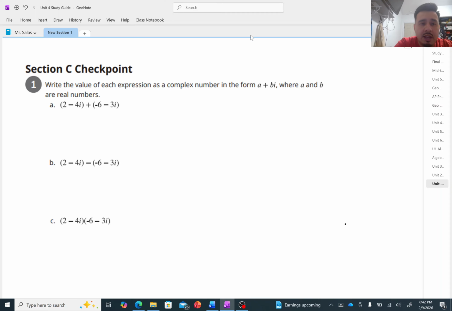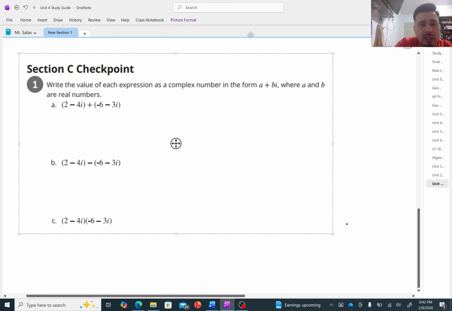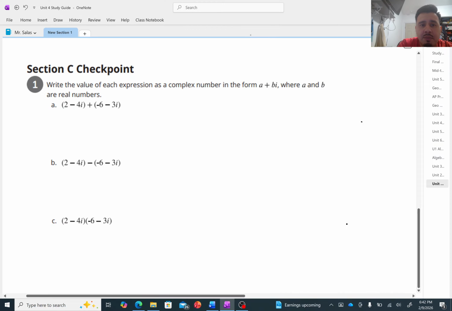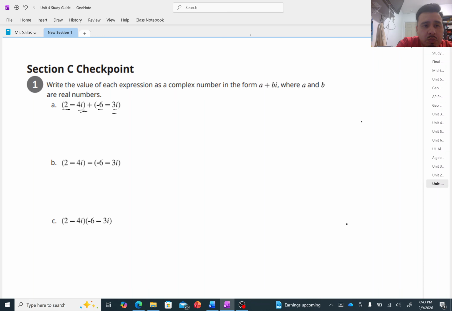I'm going to go ahead and take 2 minus 4i plus negative 6 minus 3i, right? So I want to combine like terms. By that I mean I'm going to take that 2 and the negative 6, and I'm going to combine them. And then I'm going to take the negative 4i and combine it with the negative 3i. So that means 2 plus negative 6, that gives me a negative 4. Negative 4i plus negative 3i, that gives me a negative 7i. And that's my solution for part A.